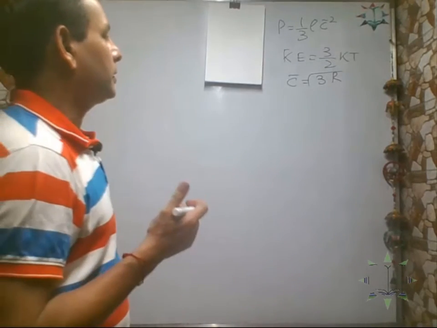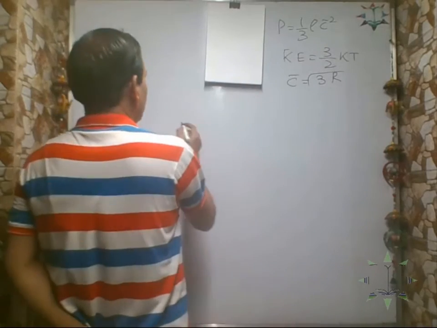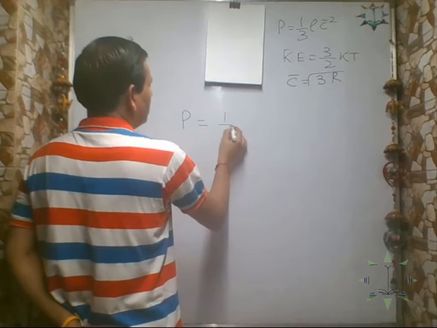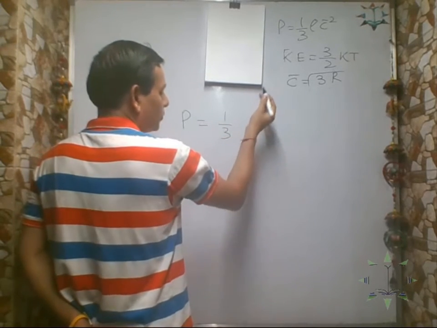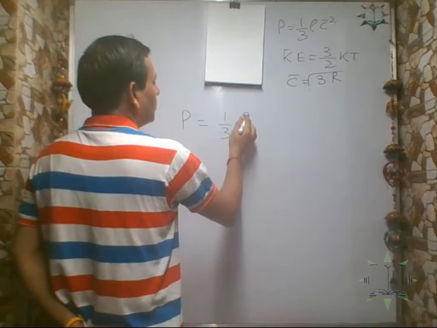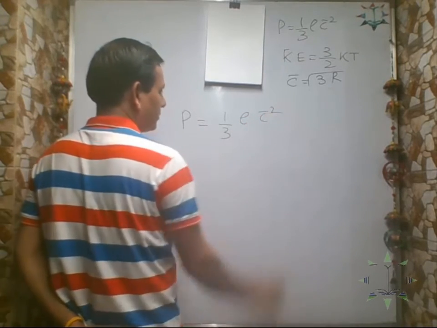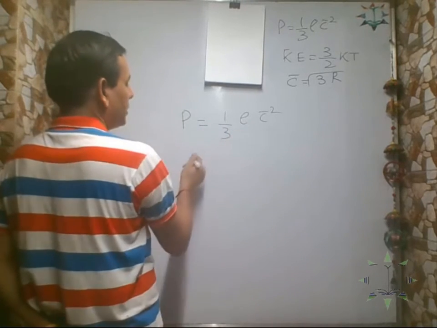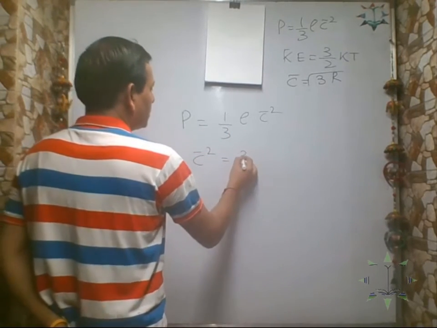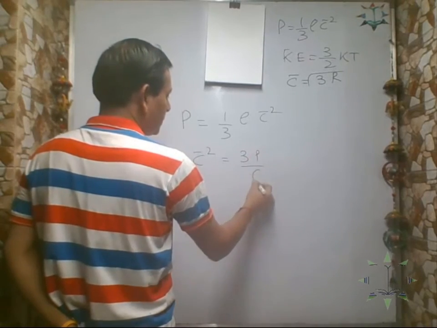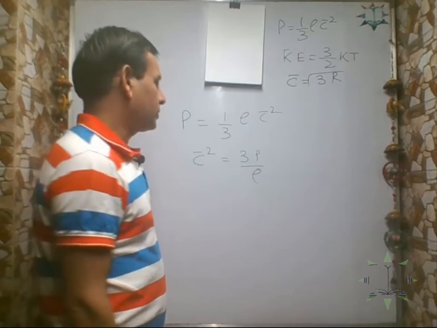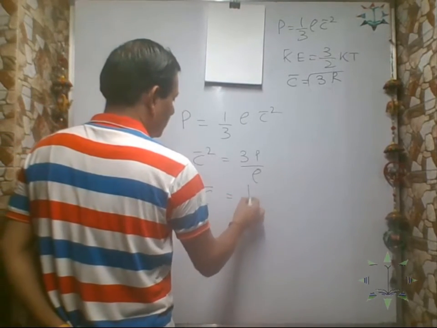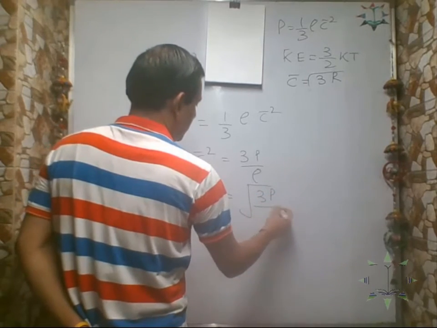Okay, let us see. So we have the pressure exerted by the gas, equation 1/3. This is rho. Rho means density. C bar square. Correct. So we can take P equal to 1/3 rho C bar square. So C bar square is equal to 3 times pressure divided by density. Correct? So C bar is equal to root over 3P by density.